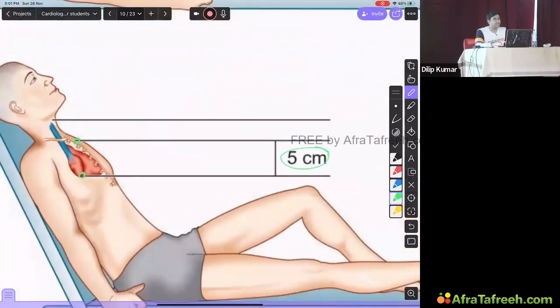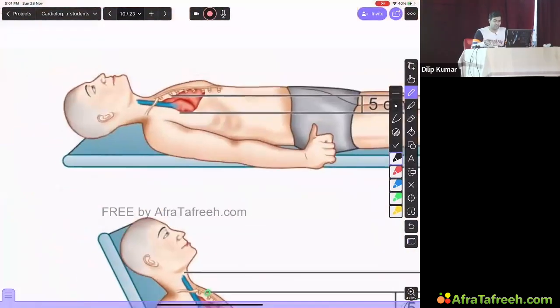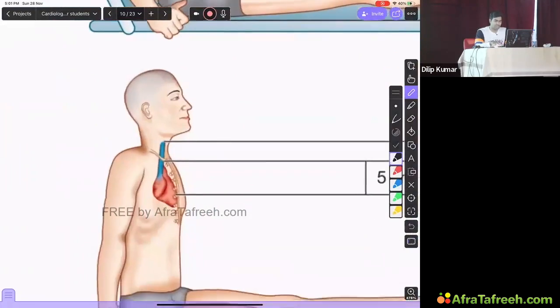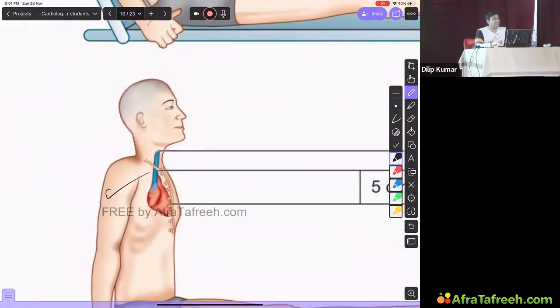It's only 5 centimeters. Whatever the body position, even if the patient is lying down, or in a semi-recumbent position, or even sitting straight, it doesn't matter. This distance is standard. That is why we take the sternal angle as the external reference point. So if they ask you why the sternal angle is considered an external reference point, it is because the relationship between the right atrium and the sternal angle does not change irrespective of the body position. That is the reason we have chosen the sternal angle as the external reference point.